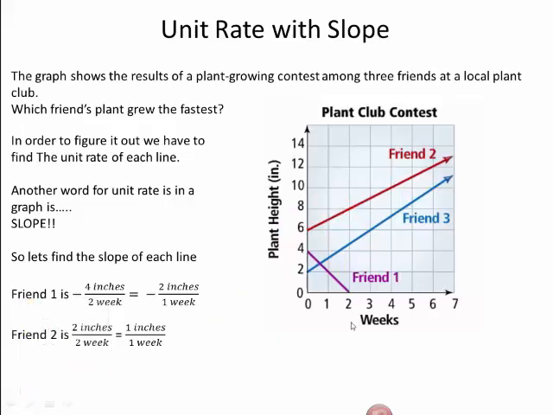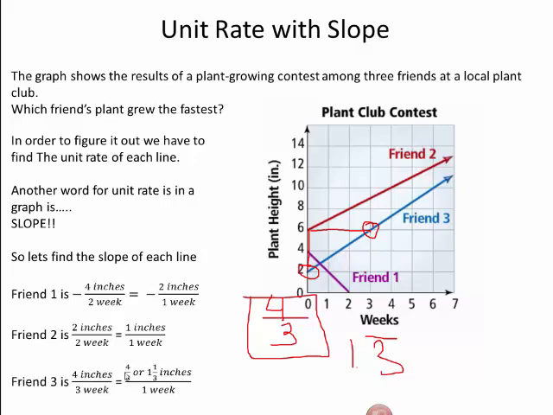And now let's look at friend 3. And friend 3 goes from here to here. So that's going to go up 4 and run 1, 2, 3. Now remember, 4 over 3 cannot work because you can't have 3 on the bottom. So you have to divide 4 by 3. And if you do that on a calculator, you're going to get 1.3 repeating. Change that back into a fraction, and that's going to give you 4/3 or 1 1/3 inches per week.